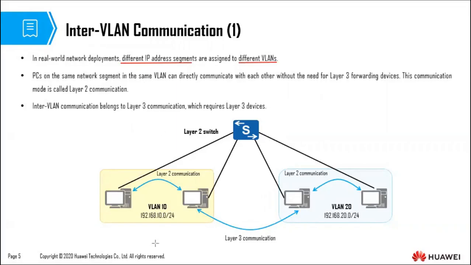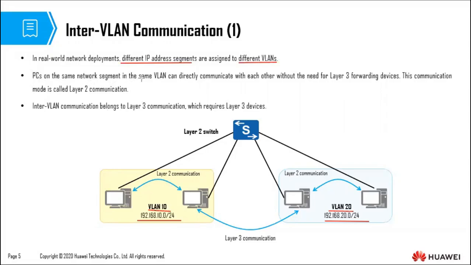What does that mean? Look here. Here we have VLAN 10. VLAN 10 is on this network segment 192.168.10.0/24. Then we have VLAN 20. VLAN 20 is placed on the network segment 192.168.20.0/24. So different VLANs on different network segments.